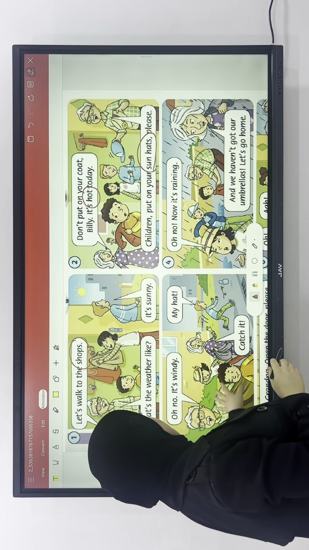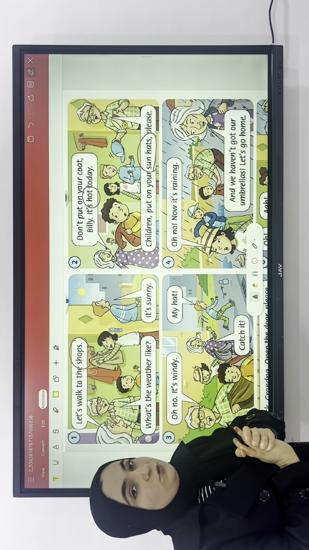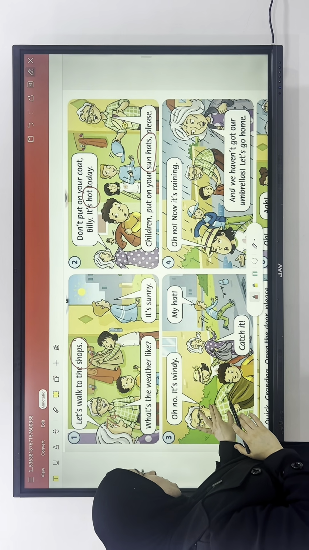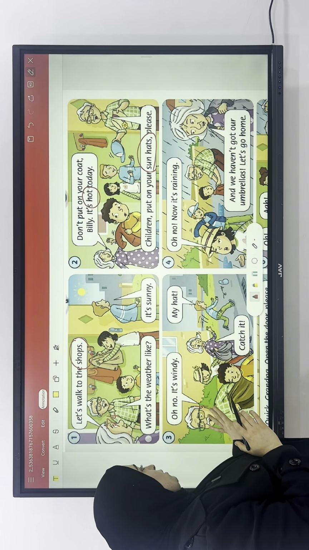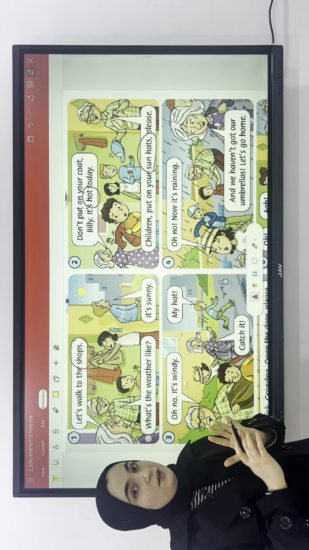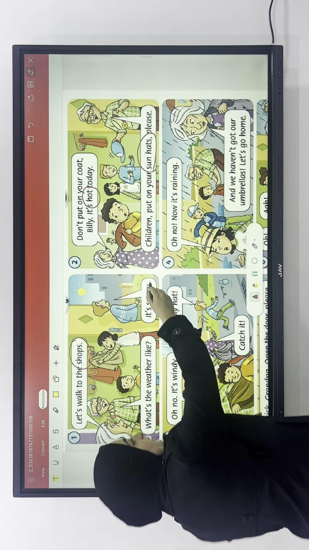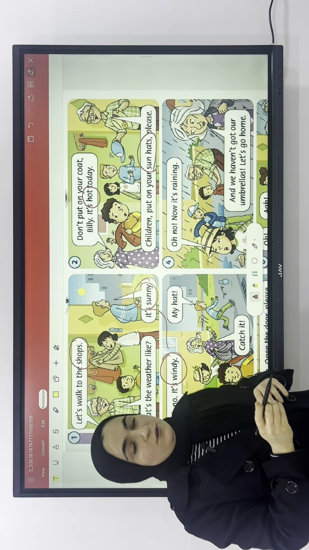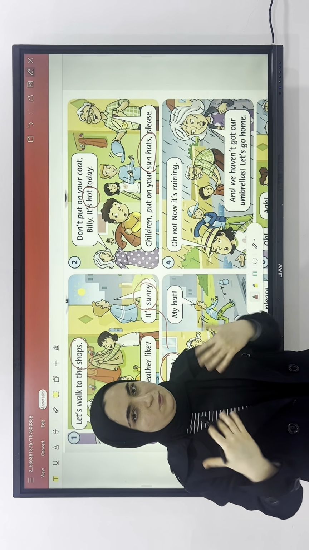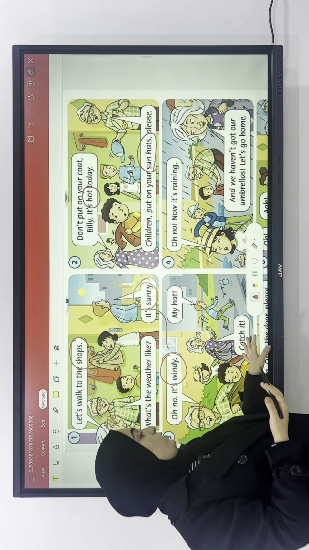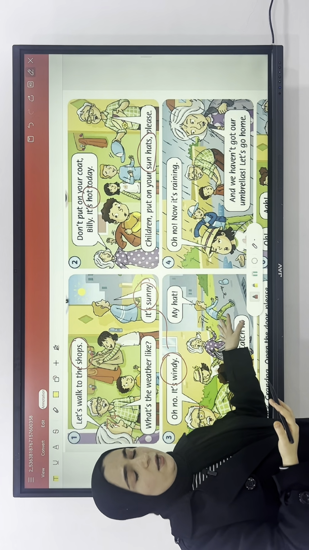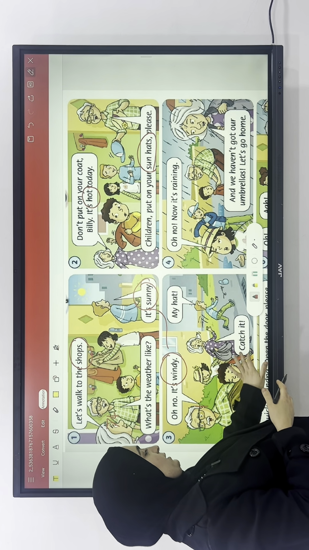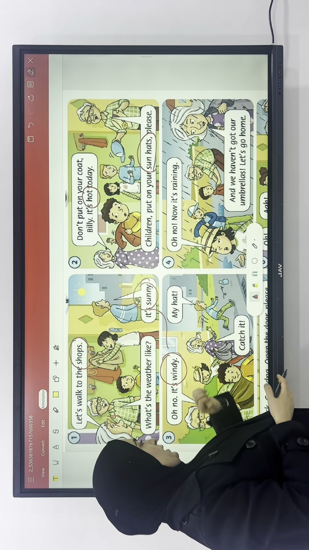In picture number 3, when they go outside, the weather changes. Let's see how the weather is. The grandma says, oh no, it is windy. The first one, it is sunny. So it changes to what? It changes to windy. If the weather is windy, it means the wind is blowing. And what about Tim? Tim says, my hat. His hat goes away because of the wind. So the grandma says, catch it, Tim, your hat.